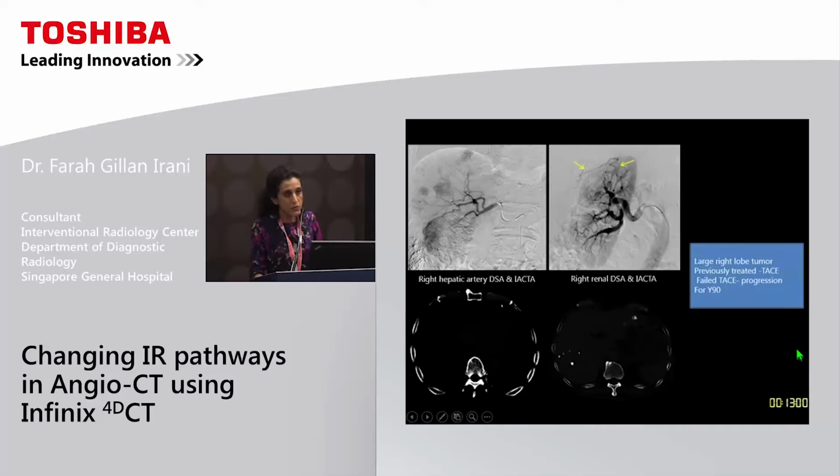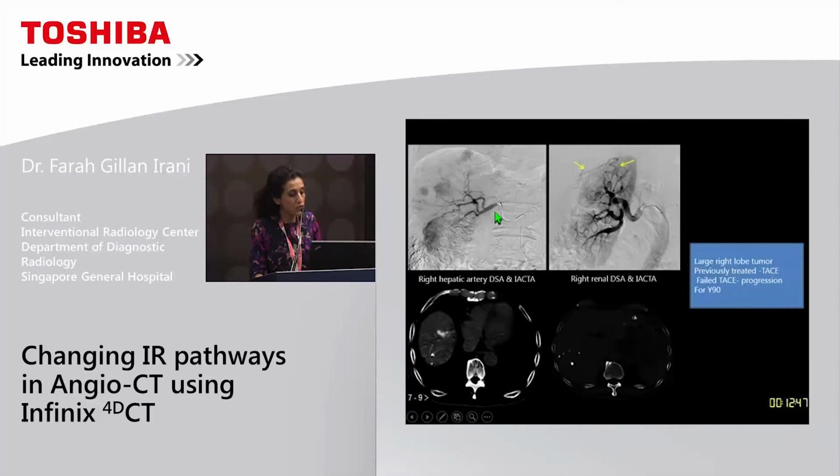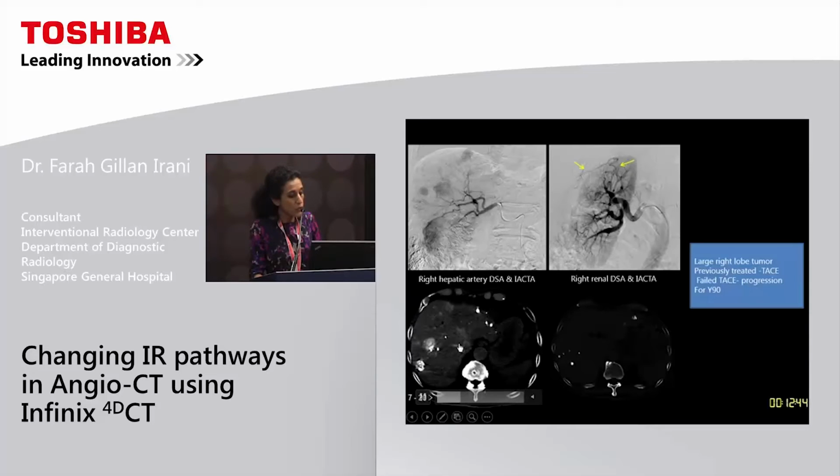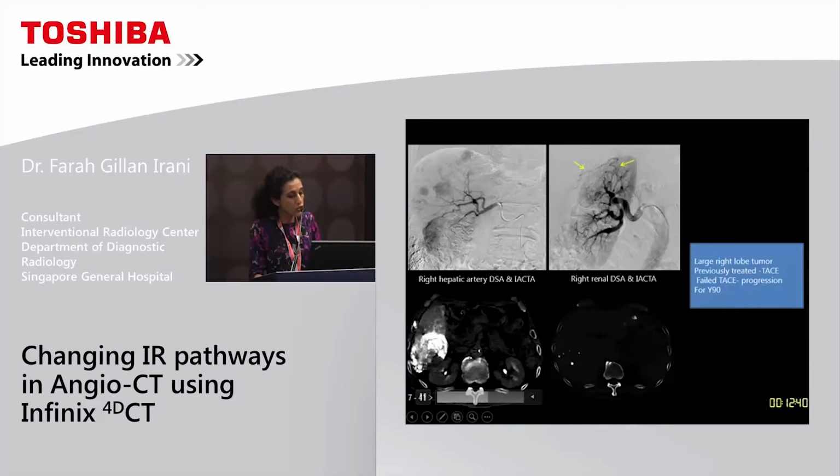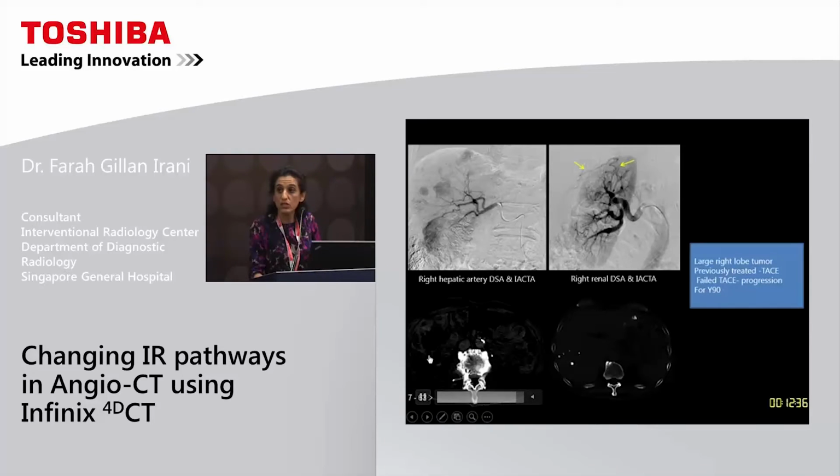This is another very important example. This is a patient who has a very large tumor. He was previously treated with TACE. He failed TACE and had progression, and therefore was referred to us for Y90. And you can see that this is a large tumor, has multifocal tumor within the right hepatic artery. This is a right hepatic angiogram, which shows that most of the tumors are supplied by the right hepatic artery. But if you look at this portion of the tumor, it is not supplied by the right hepatic artery, and this portion, which is extrahepatic, actually has no supply.